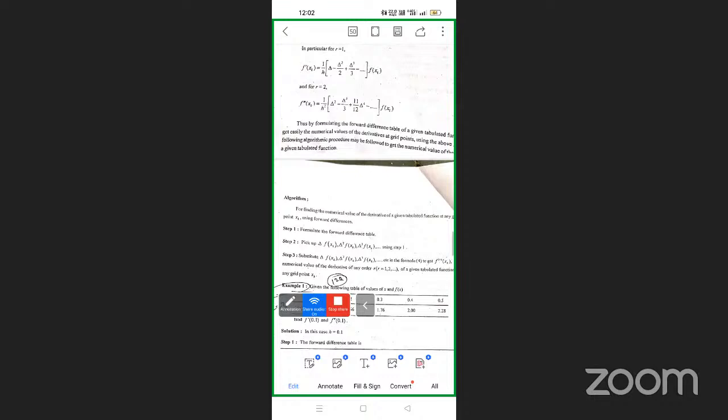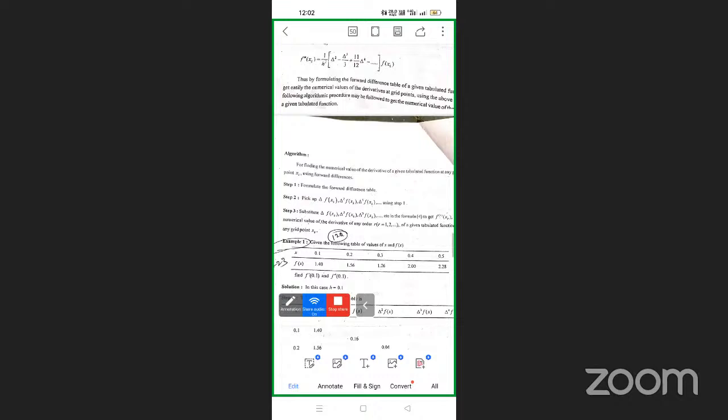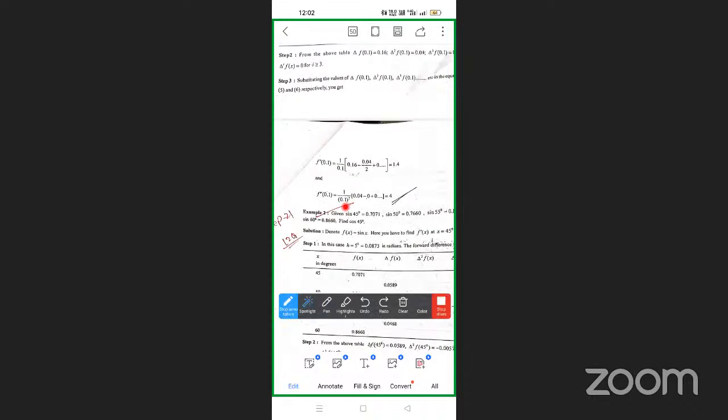This is the second derivative formula: h square up to here, h square into delta square minus delta cube by 3 plus 11 by 12 delta power 4 minus so on. So this is f double dash, the second derivative, 1 by h square. So 1 by 0.1 whole square, delta square. Delta square is nothing but 0.04. Remaining all are zeros. So this is f double dash of 0.1.